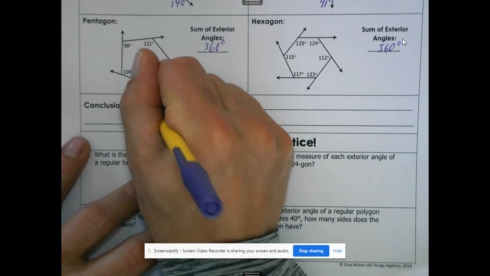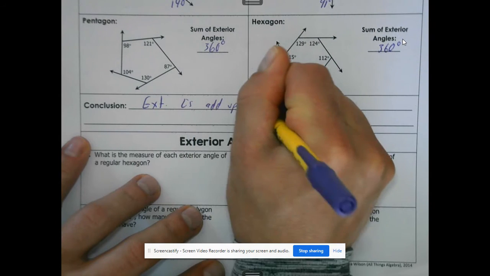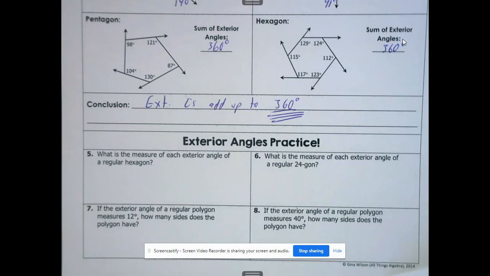Conclusion. Exterior angles add up to 360. Always.